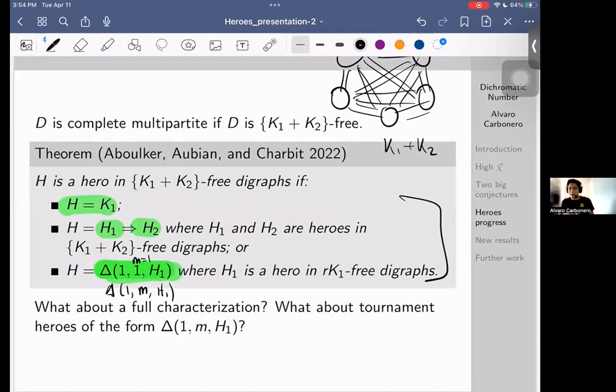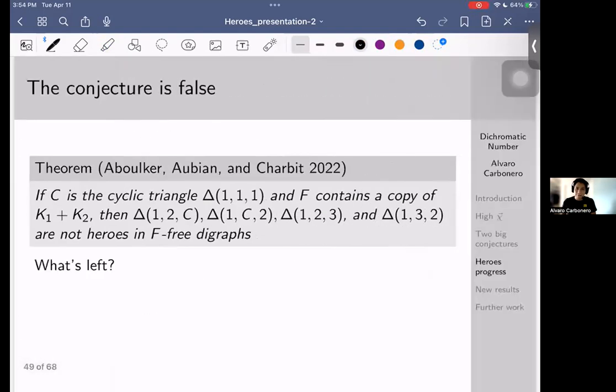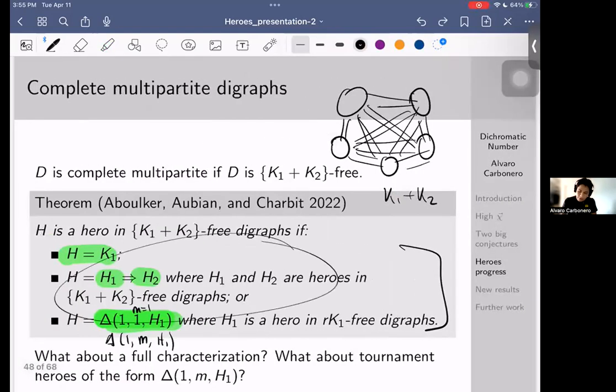And you might wonder whether a stronger proof might get more than this, but they proved that that's not the case because they found a counterexample to the conjecture. In particular, they proved this: if C is the cyclic triangle and F contains a copy of K1 plus K2, then these are not heroes: 1, 2, C; 1, C, 2; 1, 2, 3; and 1, 3, 2. So our heroes cannot contain these, because otherwise that would contradict this theorem. And we get that we can construct heroes using these operations.